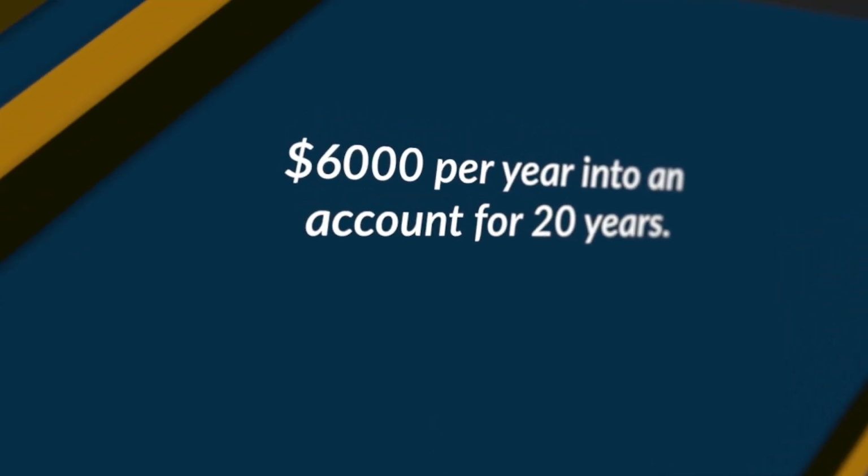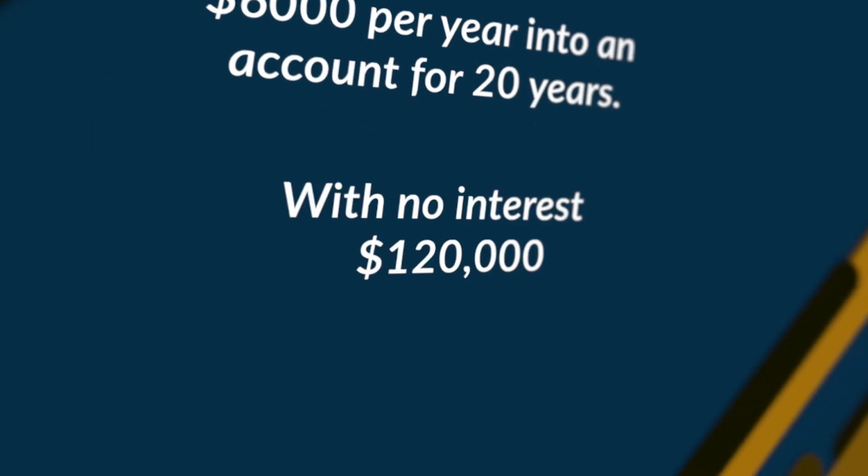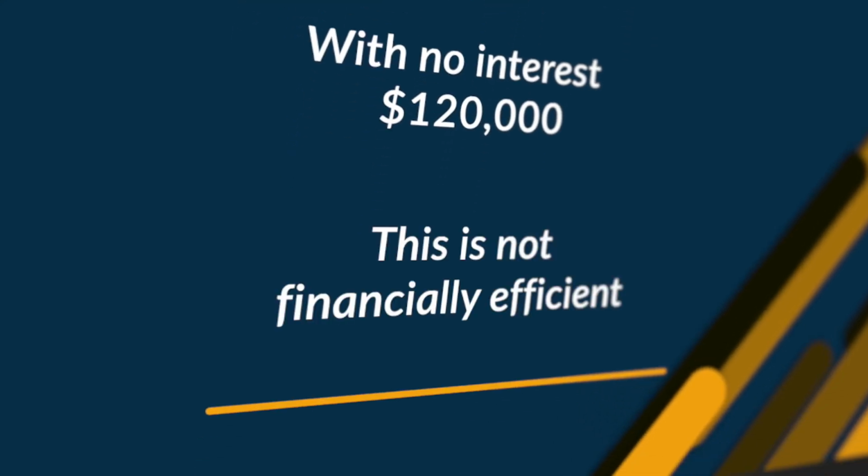So let's look at how the concept of financial efficiency and the multiplier effect might work together for you. To better explain this process, we're going to talk about setting aside or saving $500 a month. We're going to walk you through a series of financial steps with this account that will demonstrate financial efficiency and the multiplier effect in action. So let's assume that you can put this $500 a month or $6,000 a year into an account for 20 years. If you did not receive any interest on this account, at the end of 20 years, you would have a balance of $120,000. This is not very financially efficient.